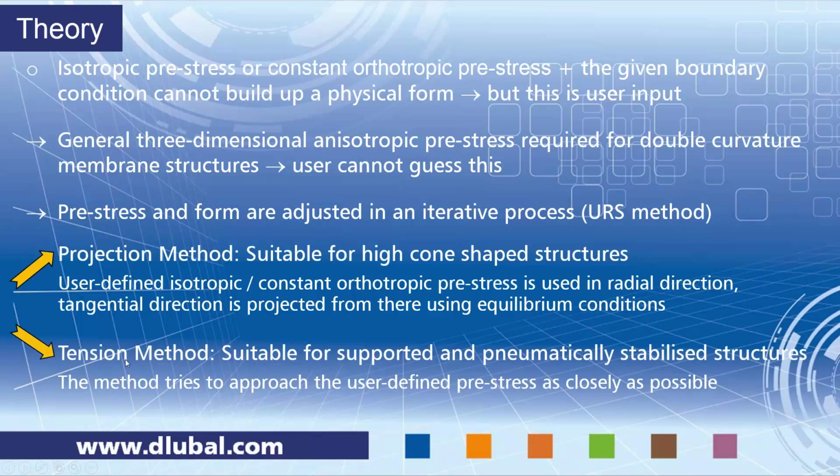With the tension method, this is suitable for all other structures, so for supported and for pneumatically stabilized structures. This method tries to approach the user-defined prestress as closely as possible. And it really works very well if you enter an orthotropic prestress of 1 kilonewton per meter in one direction and 1.5 in the other. You get indeed very close results. We will see this in the examples, and I will emphasize these two methods again and show you the advantages and disadvantages of both.